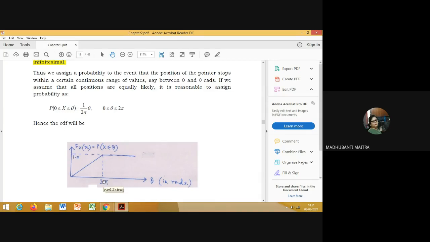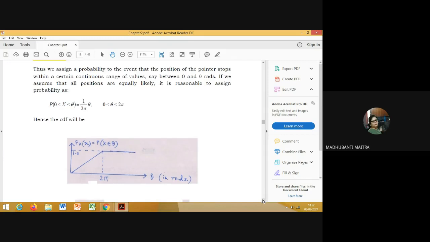So this is 2 pi. So you see, this is the relation. So we get a straight line starting from the origin. Along this axis, we are plotting theta. Along this axis, we are plotting the value of this probability, that is x less than or equal to theta. Now, after this point, it will be 1 naturally, since we are discussing cumulative distribution function, and hence the total probability will be 1.